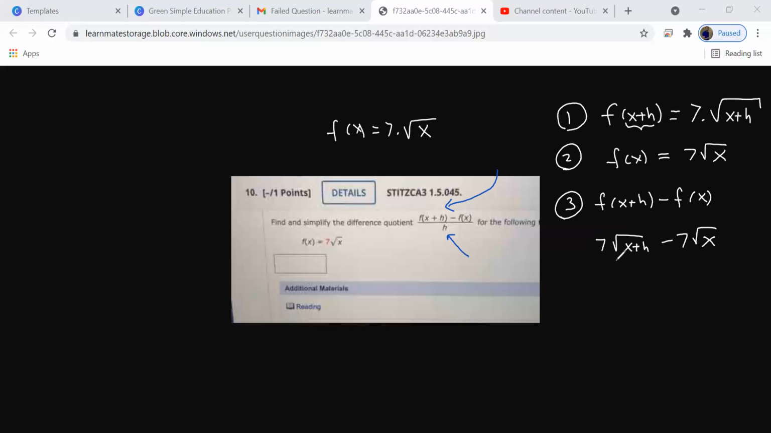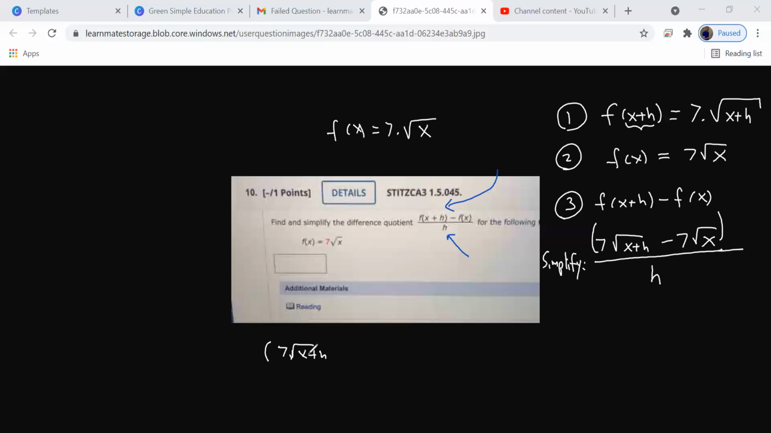So therefore, I'm just going to divide this by h and then simplify. The rest will be simplifying. Whenever radicals are involved, I will multiply by the conjugate of this entire thing. The conjugate is just going to be the same thing, so you keep both terms and change the sign in the middle.